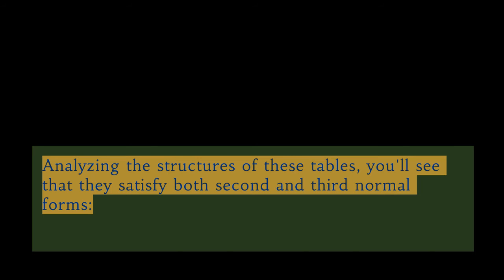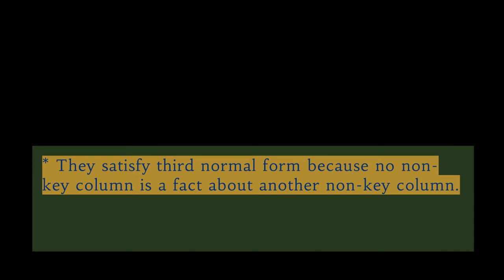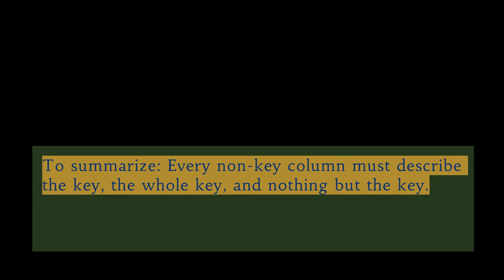Analyzing the structures of these tables, you'll see that they satisfy both second and third normal forms. They satisfy second normal form because every non-key column is a fact about the entire primary key. They satisfy third normal form because no non-key column is a fact about another non-key column. To summarize, every non-key column must describe the key, the whole key, and nothing but the key.